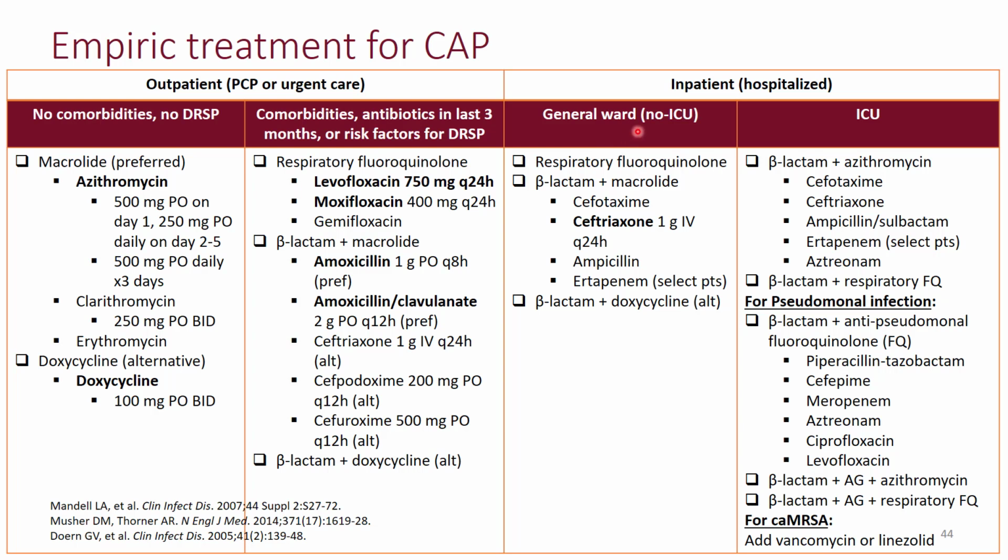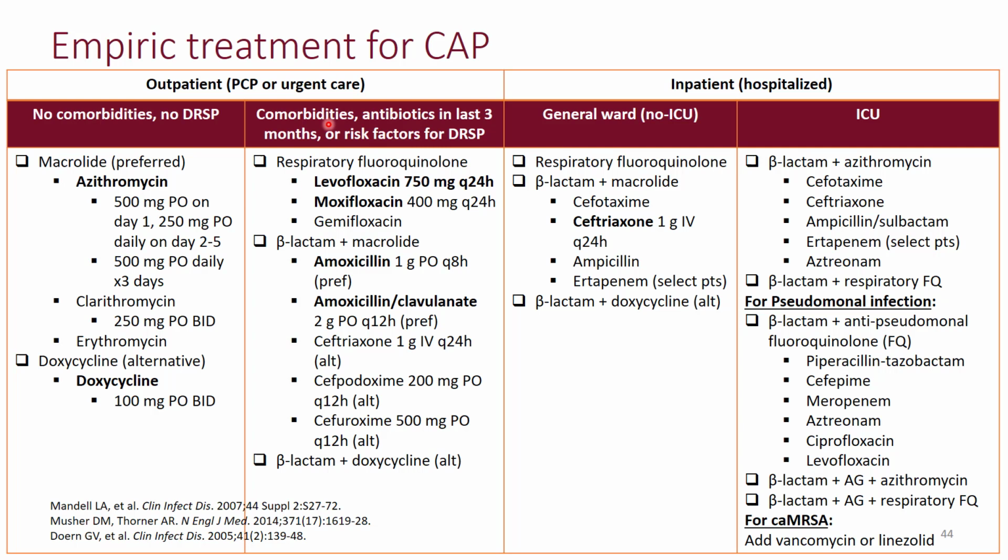Now, in the third group, these are patients who are sick enough to be admitted to the hospital but not in the ICU. Whether they have risk factors for drug-resistant strep pneumo or not, they should be receiving treatment that covers drug-resistant strep pneumo, because these patients are severe enough that their mortality rate is high. So we do not want to take a chance. So we make sure that we have activity for drug-resistant strep pneumo. So again, respiratory fluoroquinolone, a beta-lactam plus a macrolide, or a beta-lactam plus doxycycline.